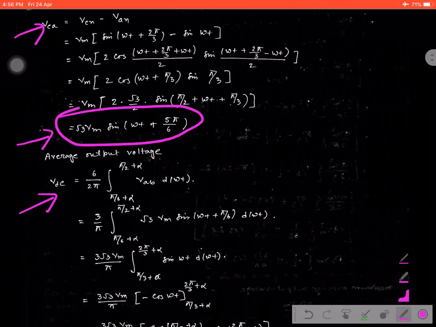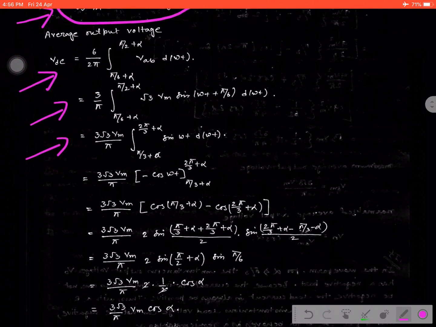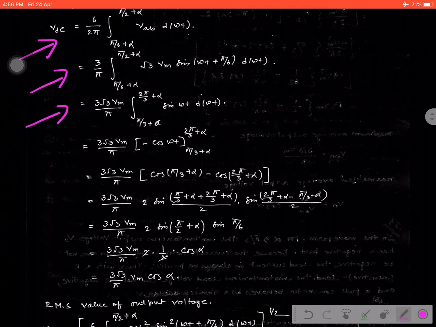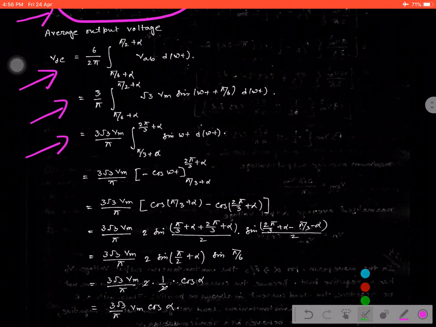Now the next part is very easy. It's a simple calculation. Do the steps. I have made all the calculation part here. And finally we will get the result of average output voltage for the full converter, that is 3 root 3 by pi Vm cos alpha.